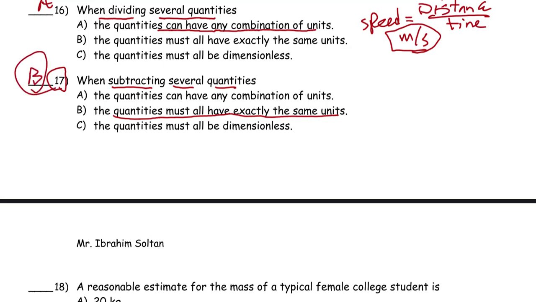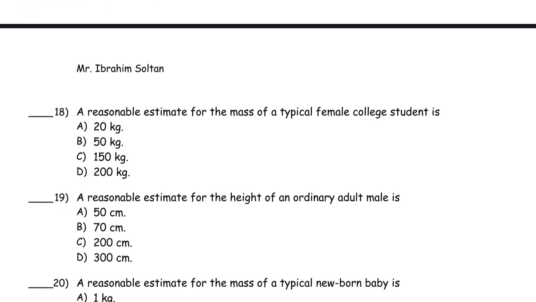Let's go to number 18. A reasonable estimate for the mass of a typical female college student is, sure, it will not be 20 kilograms, right? 50 or 150 or 200, about 50. Something more than 50, 60 kilograms, 70 kilograms. So be reasonable, right? So the answer is letter B.